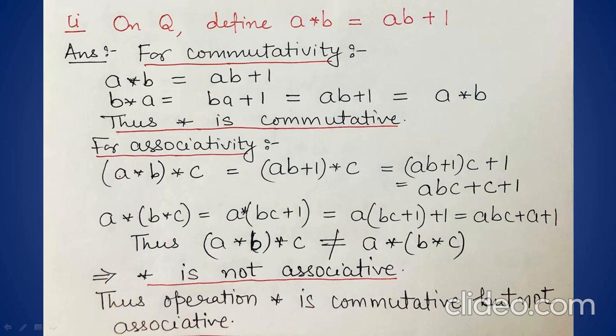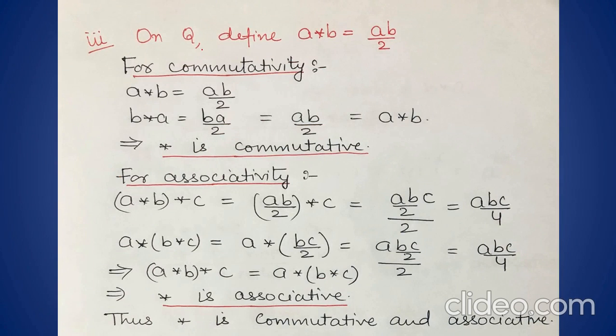Now see the third part. Third part says, on Q define A star B equal to AB by 2. Here also Q is the set of rational numbers, and the value of A star B is given to us as AB by 2. So again we check for commutativity first. Now A star B is AB by 2, and what will B star A be? BA by 2. In place of A, B, and in place of B, A. Now we can see BA and AB are the same. So B star A is equal to A star B. So therefore star is commutative.